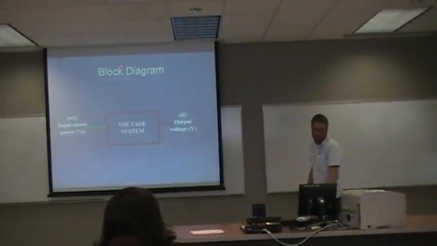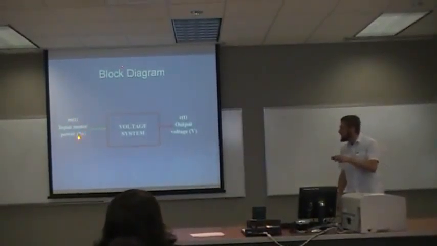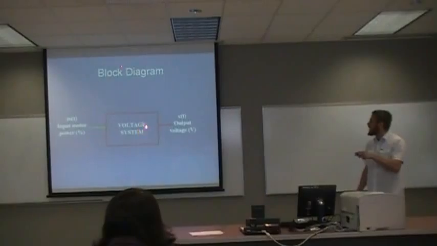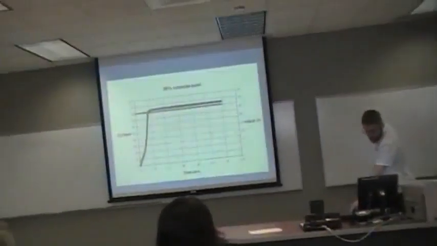Here's a block diagram of our system, where we specify our motor input speed, it goes into the voltage system, and we get our control output as the output voltage.